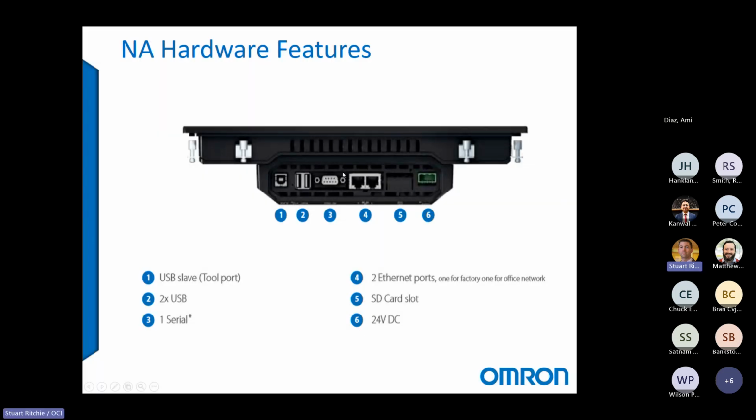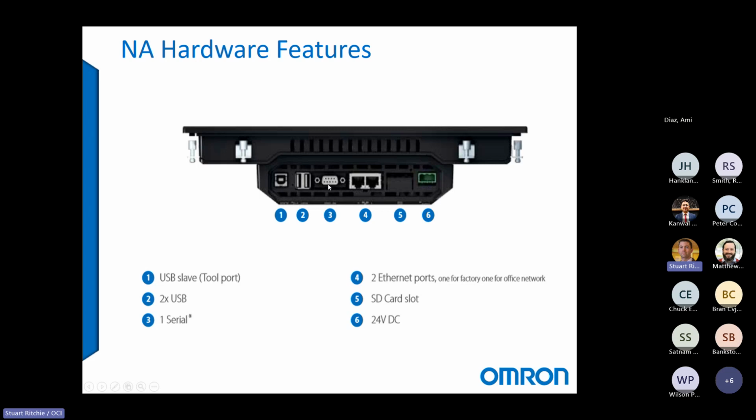The peripherals on the HMI. From left to right here, we have a USB port for programming. We have 2 USB slave ports. You can put a memory device in here if you want to save your trend data. You can also transfer programs to and from the HMI if you had to remotely update one.